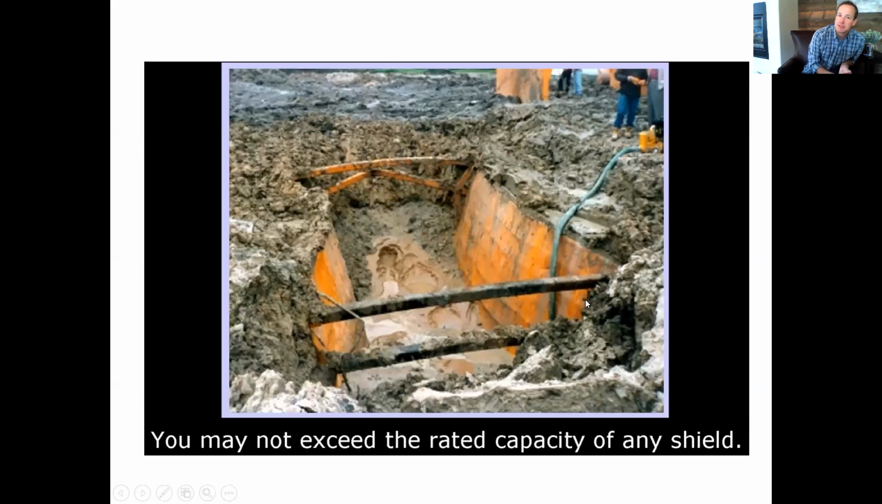You can see that this trench box is barely holding back the cave-in. Obviously very strained and very stressed. You would not want to get into that, but you can see that the soil has failed because of the moisture, and that trench box is doing its job.